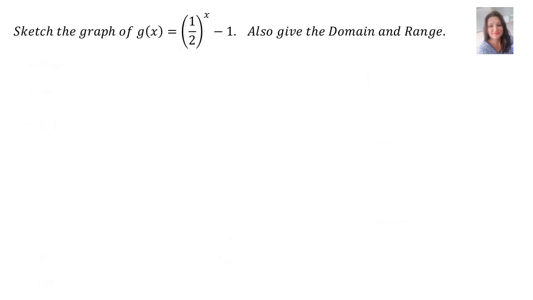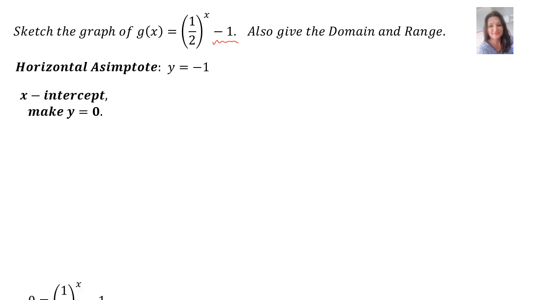Sketch the graph of g of x is equal to a half to the x, and then minus 1 is now big. Also give the domain and range. Horizontal asymptote. This is q's value, which is minus 1. Therefore, y is equal to minus 1.